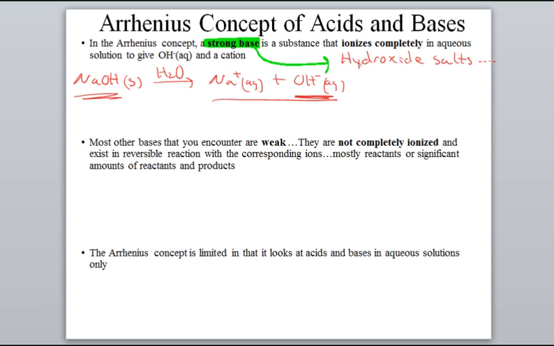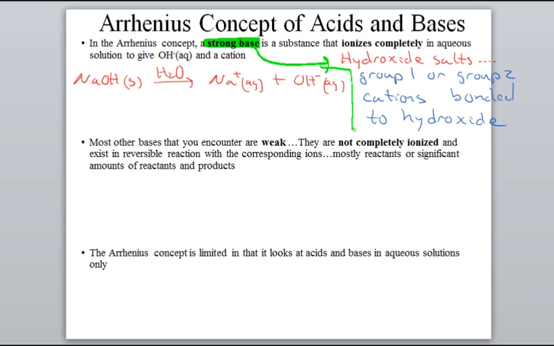One note, though, about just hydroxide salts, it can't be any cation. The strong base definition for Arrhenius has to be either group 1 or group 2 cations bonded to hydroxide. So the ionic compound needs hydroxide that's part of it. The cations can only be group 1 or group 2. So, to finish my definition, group 1 or group 2 cations bonded to hydroxide are considered strong bases.